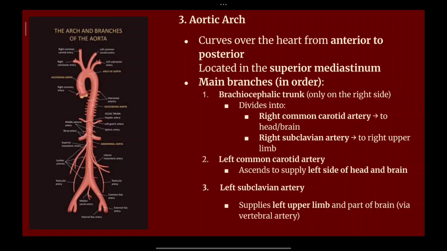So, the oxygenated blood travels to the right side through the brachiocephalic trunk or the right common carotid artery. To the left side of the head and brain, it is the left common carotid artery. And finally, the left subclavian artery, which supplies the left upper limb and some parts of the brain, is going to act as a vertebral artery.